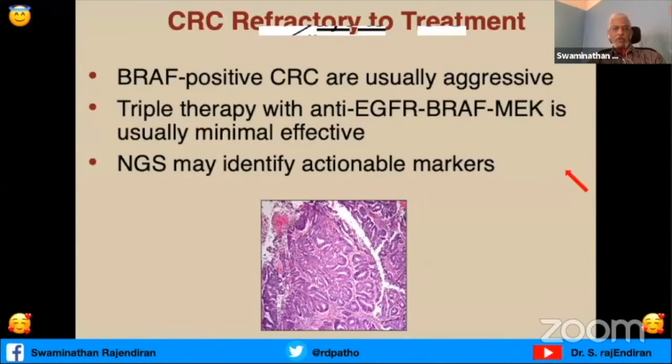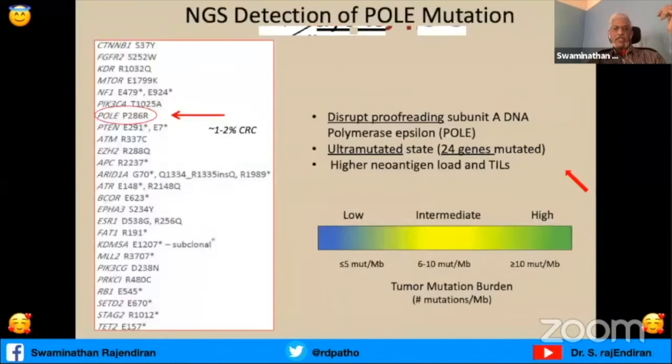There are some tumors that are showing BRAF positive, and they are without microsatellite instability, and they are very aggressive tumors, and triple therapy may be useful in that. And it's better to do NGS in all colonic cancer tumors whenever the patient can afford it, to look for additional actionable markers. And that's how they came up with the POLE, polymerase epsilon, by doing NGS. So the POLE can be low, intermediate, or high, depending upon the mutation load.